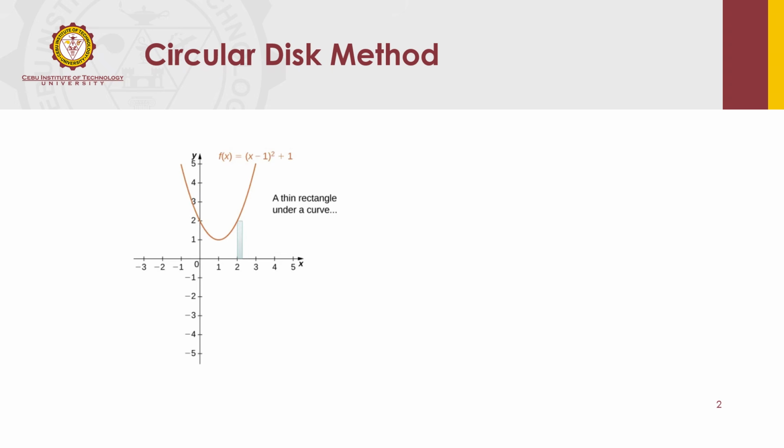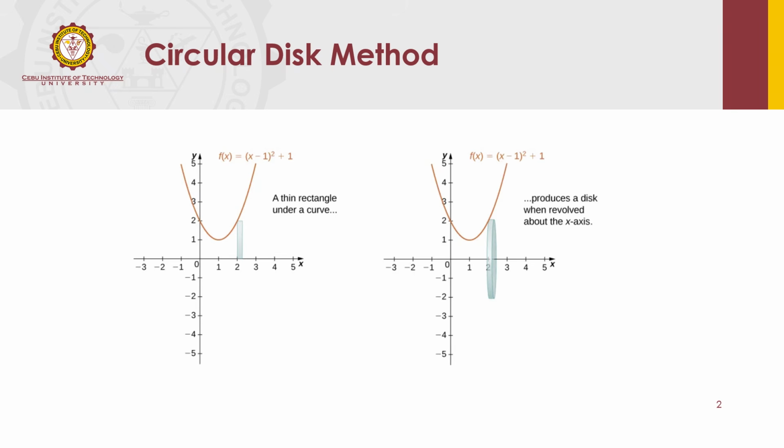Under a curve, area can be represented using a thin rectangle, or what you call from the previous lesson, the vertical strip. Or if it's horizontal, then a horizontal strip. If we're going to let this rotate around the x-axis, for example, the rectangle sweeps out the shape of a circular disc, or essentially a cylinder, but it's very thin. Okay, a very thin cylinder.